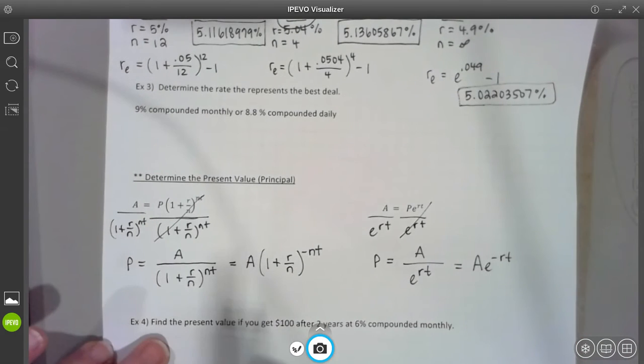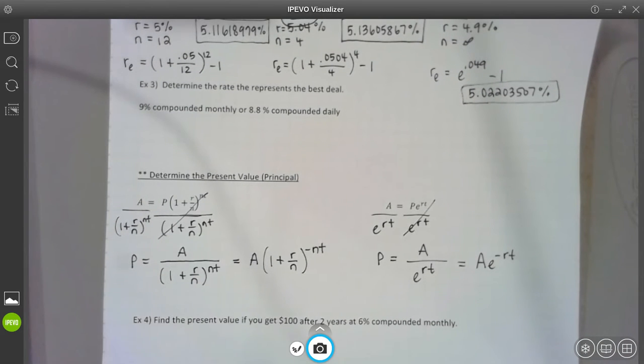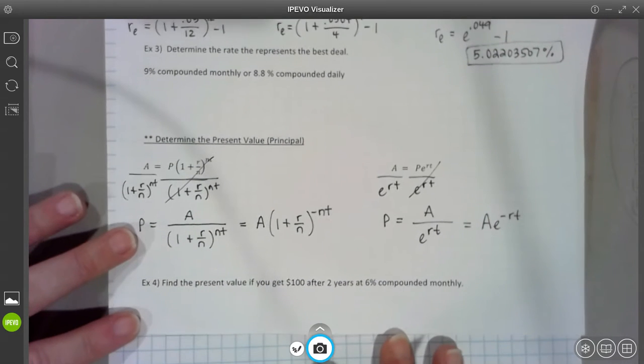All right. So these are two formulas that you could use to find the present value, or just plug all the information in and solve for the variable that's left. You really don't need a formula for this. All right, here we go. So let's see if we can do this.